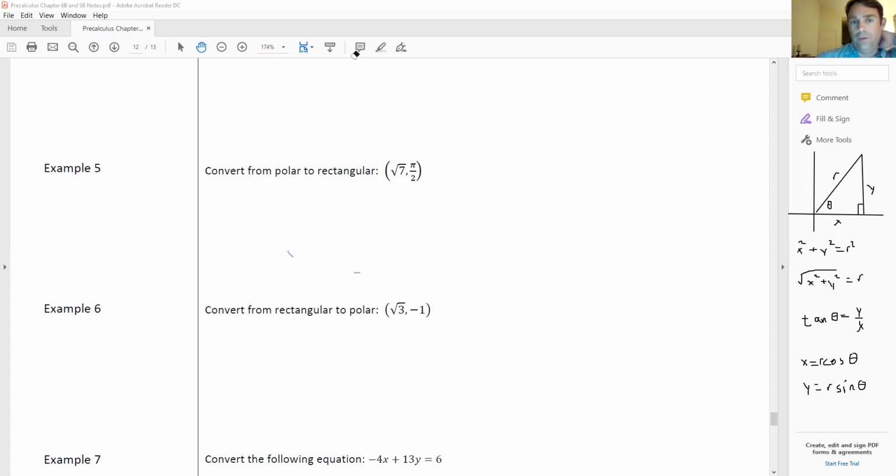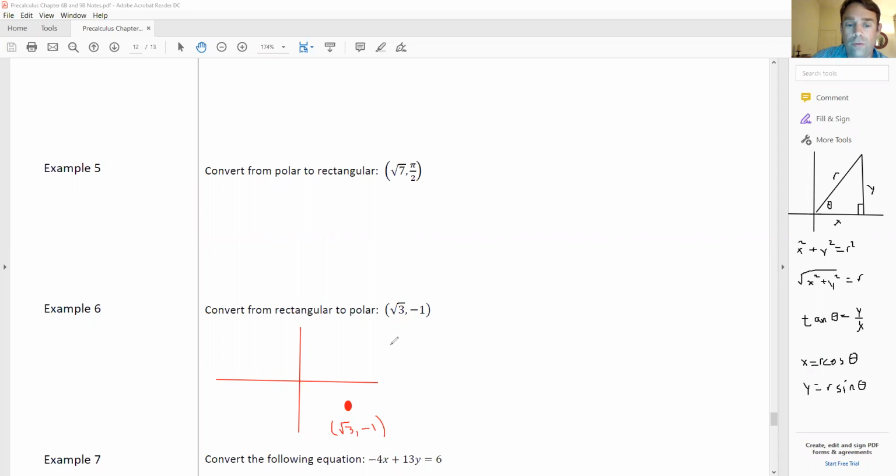All right, so we've already been doing some things kind of like this. We did this in vectors. We did this with complex numbers. Still the same thing applies. Graph the point, root 3, negative 1. That's going to be right about here somewhere. So that means I know I'm dealing with some sort of angle in quadrant 4.